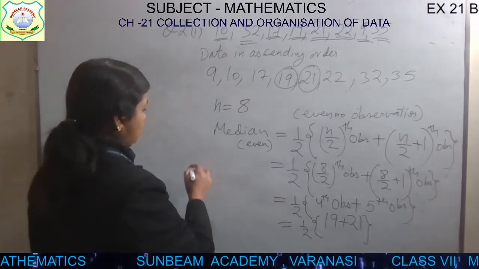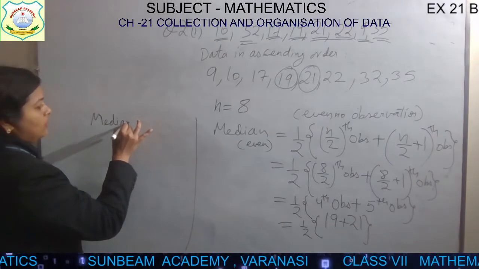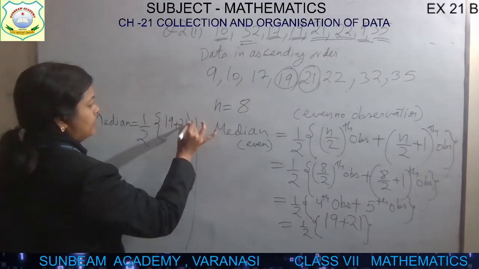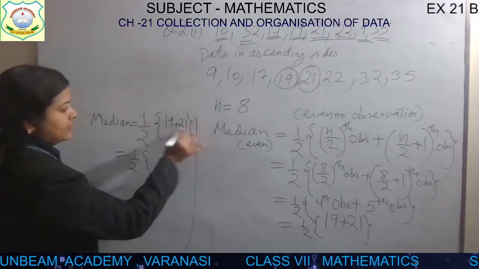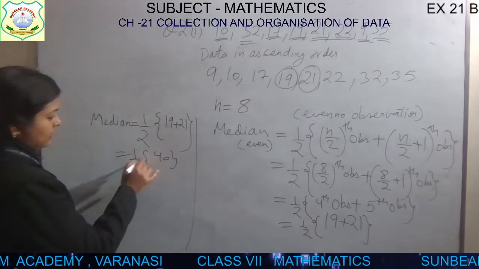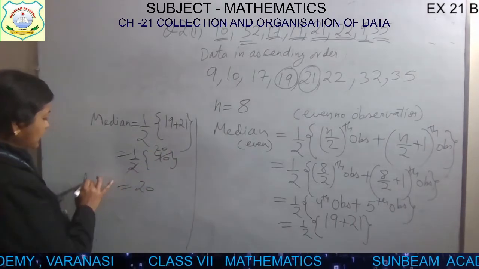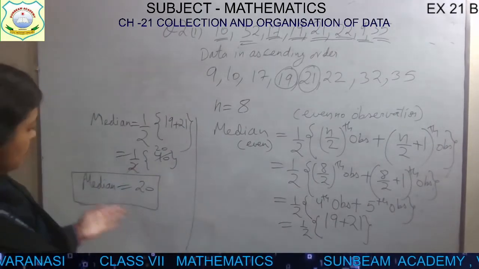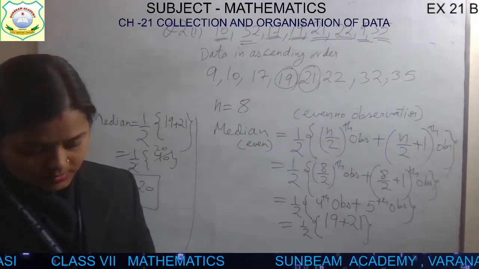Clear? Next. I'm solving here, beta. Now median will be equal to half of 19 plus 21. 19 plus 21 is 40, and 40 by 2 will be 20. So median is 20. For this set of observations, the median is 20. Clear? Next.